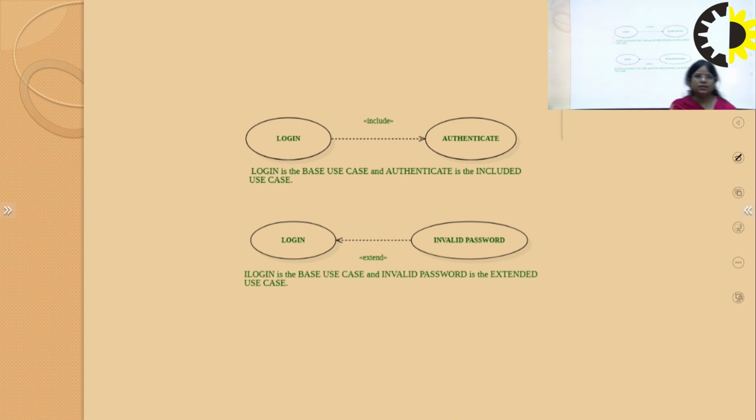So this is an example of how we can use include and extend. This is the login. If login fails, then authentication. So login includes this type of relationship, an include relationship. Authentication is automatically called when you log in to your account, and login with invalid password is an extend, because it might be possible that no window shows the invalid password. So login is the base use case and invalid password is the extended use case.